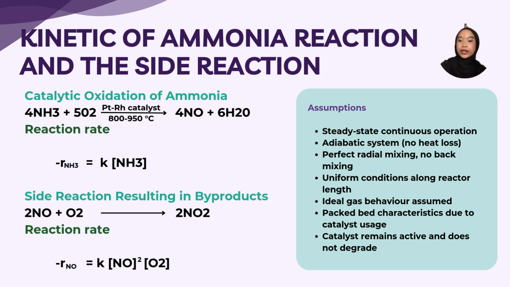The main reaction, ammonia oxidation to nitric oxide, occurs at 800 to 950 degrees Celsius and up to 12 atm, a study by Ruan in 2022. It follows pseudo first order kinetics with respect to NH3 in excess O2 and uses a PtRh catalyst for high NO selectivity while minimizing side reactions. A packed bed reactor with plug flow characteristic is used. The side reaction forms NO2 when NO reacts with O2 in the reactor. To minimize NO2 production, a high activation energy and low rate constant were assumed. There are also some other assumptions that can be made, for example, steady-state continuous operation and also an adiabatic system.